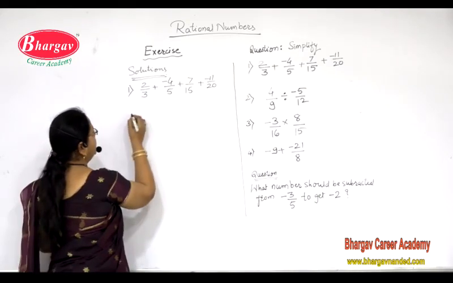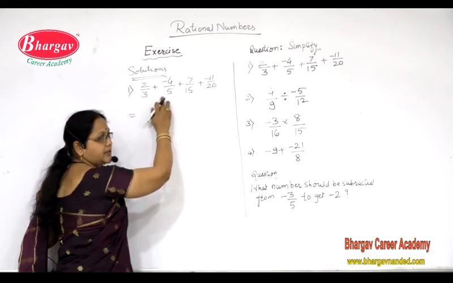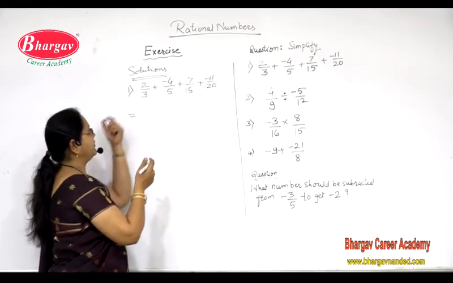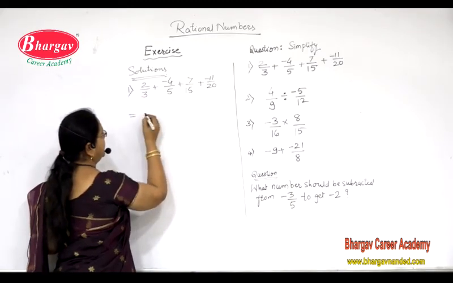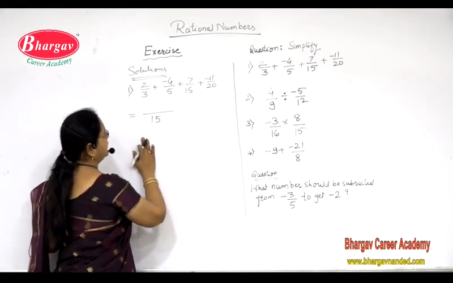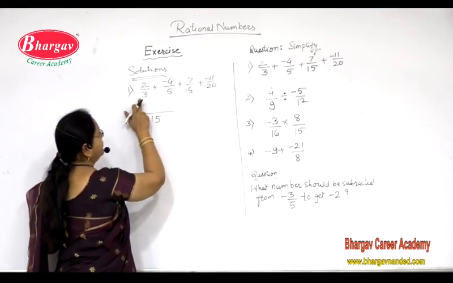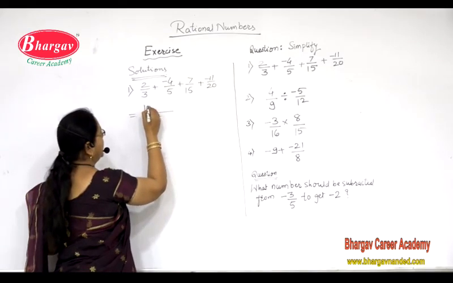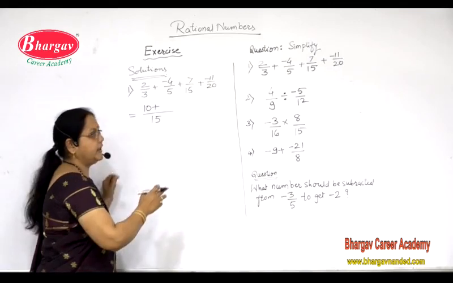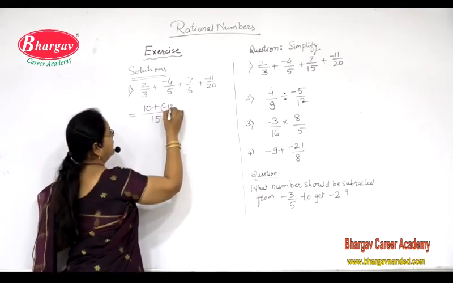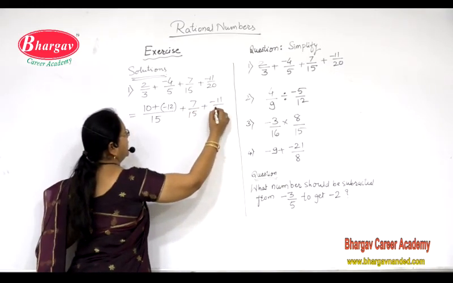Okay. So if you want to add first these two numbers, what I do, I take the LCM. As the denominators are different, we need to take the LCM here. So we take the LCM of these two, 3 and 5, LCM is 15. So we write it as 15. Again, in order to make the denominator 15, we need to multiply it by 5. So it will become 10 plus, here in order to make it 15, we have to multiply it by 3. So it will become minus 12. Rest of the numbers as it is, I write it here, plus minus 11 by 20.